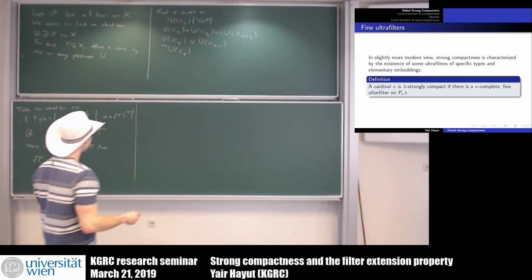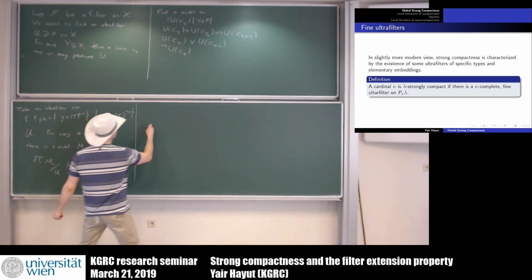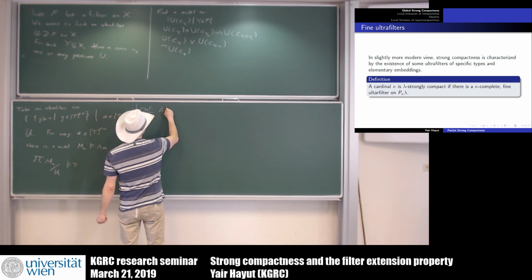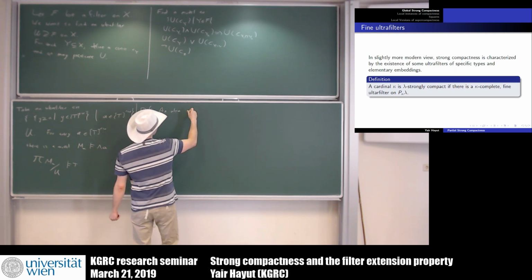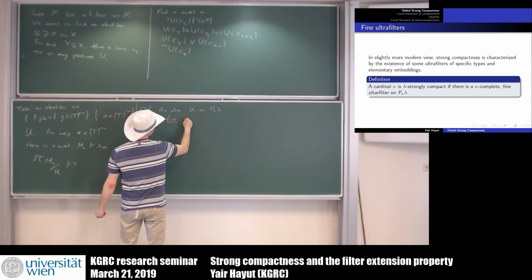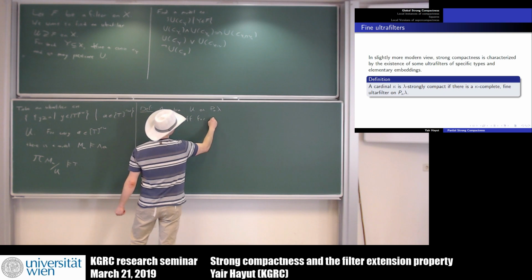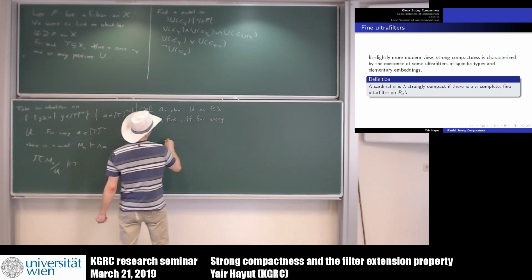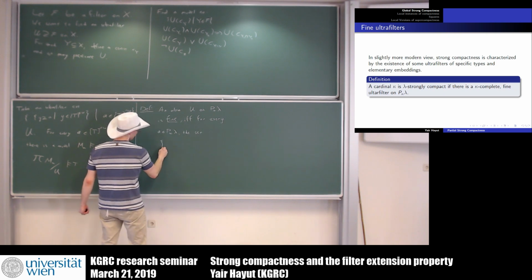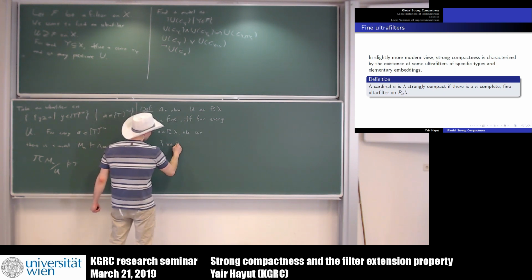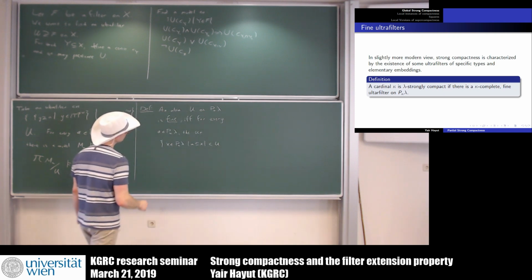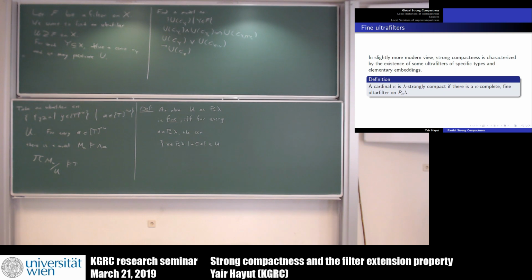What is a fine ultrafilter? Let me just write it down. An ultrafilter U on P kappa lambda is fine if and only if for every A in P kappa lambda, the set of all x's in P kappa lambda containing A is in U. Same for a filter, basically.